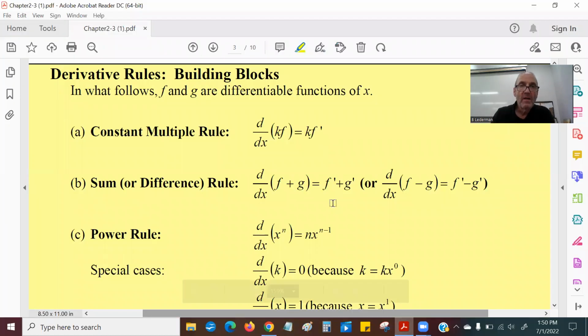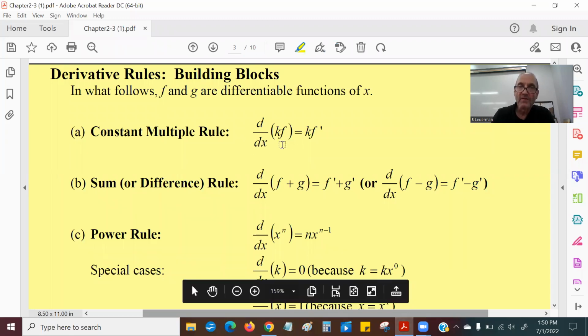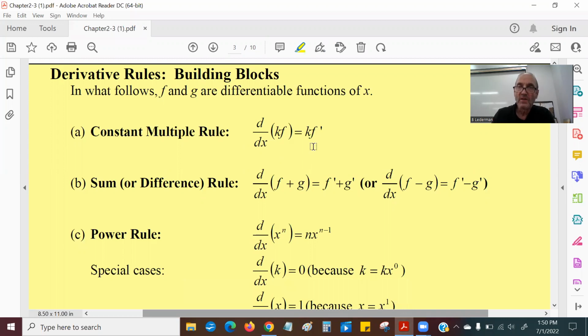So here's the constant multiple rule that we just did. The derivative of kf is k times f prime. And here's a super important rule, the sum or difference rule, which is basically saying the derivative of the sum of two functions is equal to the sum of the derivatives of those two functions. Similarly, if it's a difference, the derivative of the difference is equal to the difference of the derivatives. And that is an awesome rule.